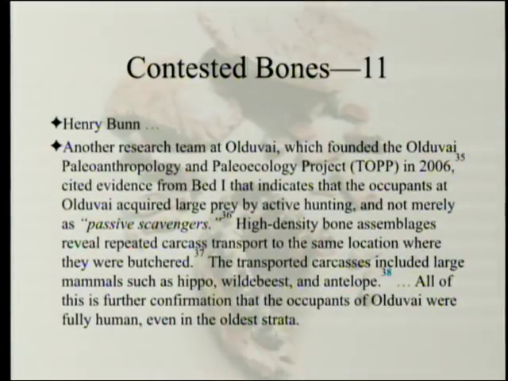Henry Bunn has a comment. Another researcher at Olduvai, who founded the Olduvai Paleoanthropology and Paleoecology Project, in 2006 cited evidence from Bed 1 that indicates that the occupants at Olduvai acquired large prey by active hunting and not merely as passive scavengers. High-density bone assemblages reveal repeated carcass transport to the same location where they were butchered. The transported carcasses included large animals such as hippo, wildebeest, and antelope. All of this is further confirmation that the occupants of Olduvai were fully human, even in the oldest strata.